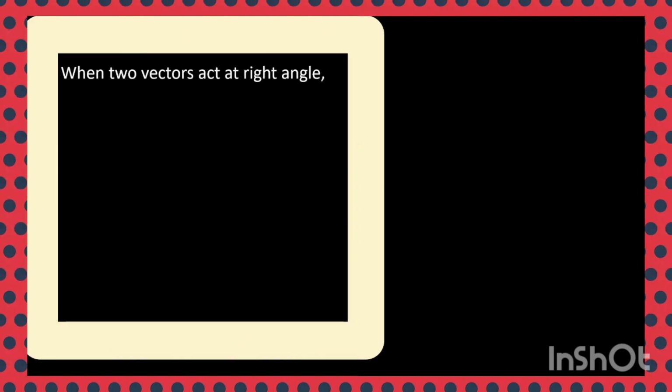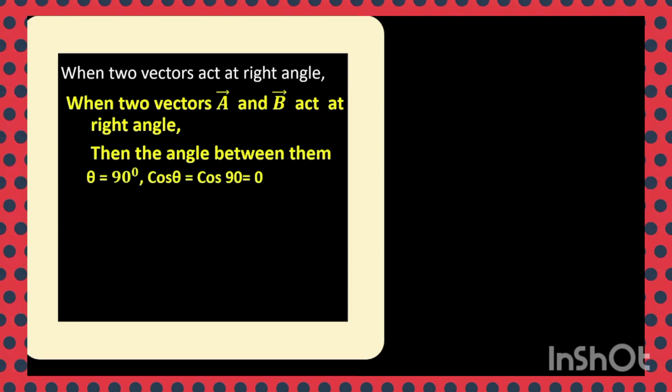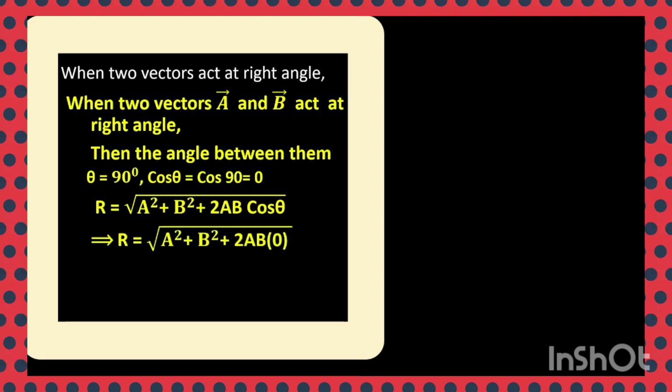So the third important case: when the two vectors act at right angle, then theta is 90 degree and cos 90 is 0, and R is equal to square root of A square plus B square plus 2AB cos theta, which will be R is equal to square root of A square plus B square plus 2AB multiplied by 0, and the value of R will be square root of A square plus B square. Thus, when the two vectors act at right angle, the magnitude of the resultant vector is equal to the square root of the sum of the squares of the two given vectors.